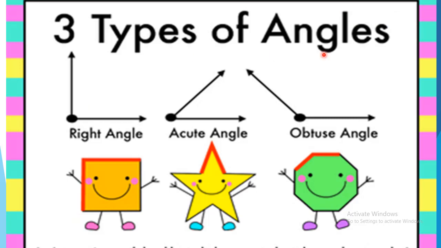There are three types of angles. Right angle, this one. Acute angle, this is an acute angle. Obtuse angle, this is an obtuse angle.